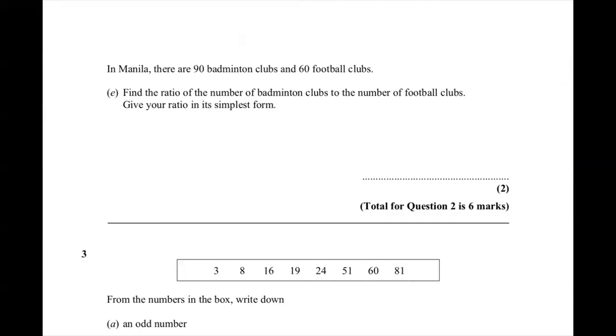In Manila, there are 19 badminton clubs and 60 football clubs. And we've got to do the ratio in its simplest form. It says badminton to football. So we do the badminton first and then the football. If I divide through by 10, I'll get 9 to 6. And then I'm going to divide through by 3 to simplify it all the way to 3 to 2.